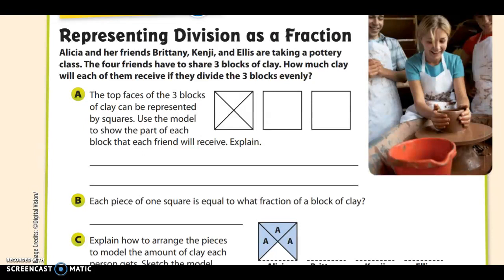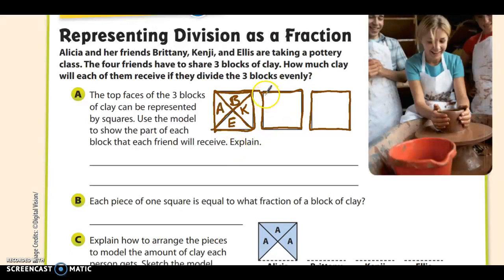Explain. So here's kind of what this question is thinking. If this square represents a block of clay, and this square represents a block of clay, and this square represents a block of clay, that's 3 blocks of clay, but there's 4 people. It says Alicia and her friends, Brittany, Kenji, and Ellis. So what we do here is we take this block and we separate it into 1, 2, 3, 4 pieces. And then you can use initials to say this piece would belong to Alicia, this one could be Brittany's, this could be Kenji's, and this could be Ellis's. So that's the 4 friends.